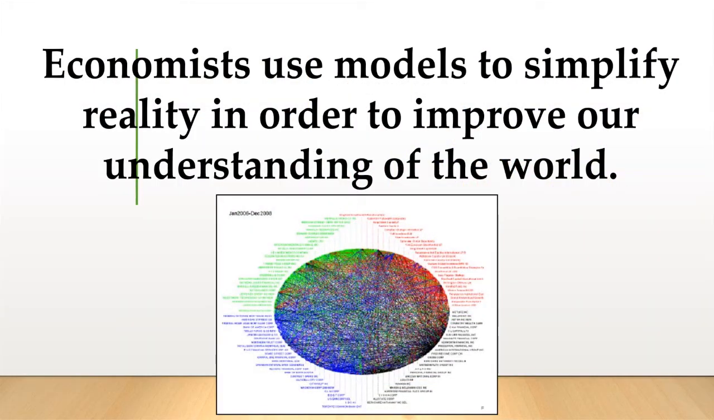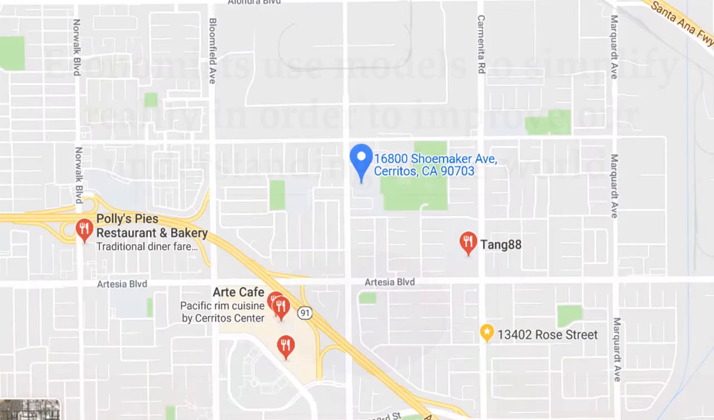As your textbook said in the reading beforehand, economists use models to simplify reality in order to improve our understanding of the world. Now, take a look at what's up here. This is, well, I would say an unrealistic roadmap. What I mean by unrealistic is it doesn't show where the stop signs are. We don't see the gas stations or most of the restaurants. Some of them we see, but not all of them are located here.